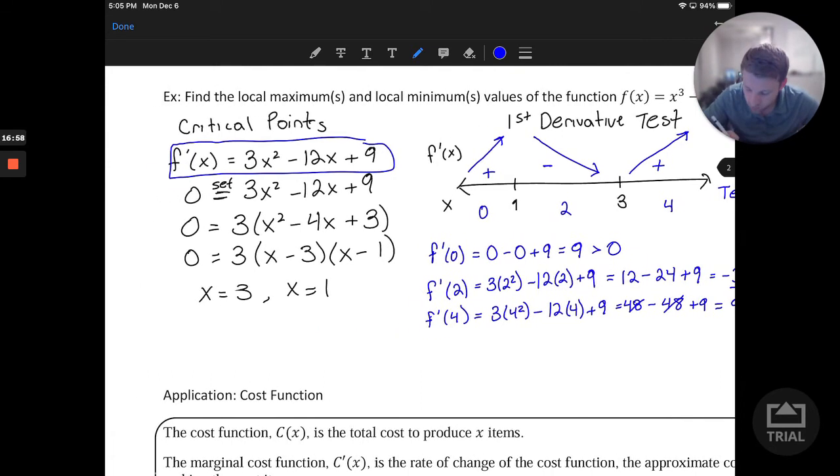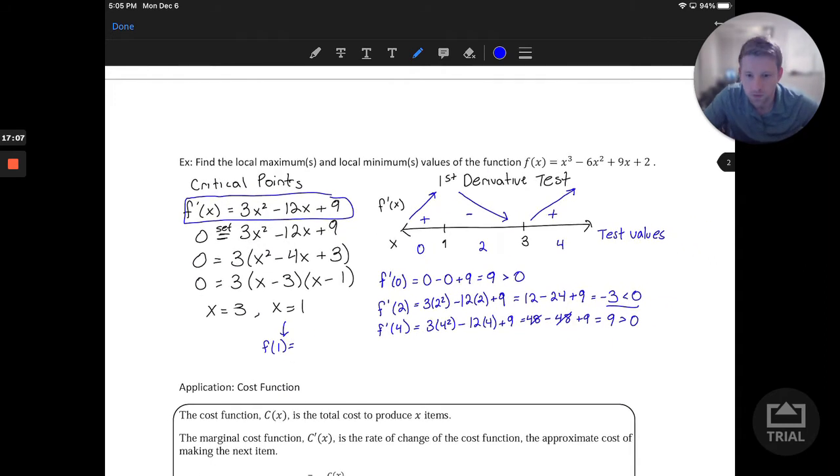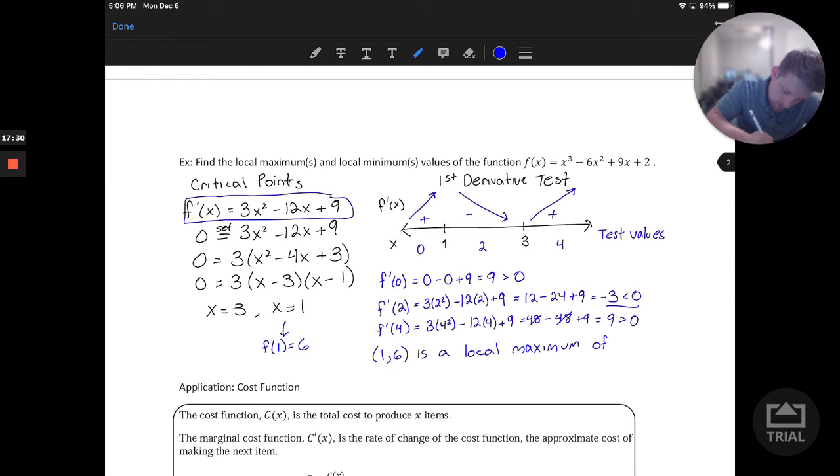One thing that we'll want to do is to consider what's the actual functional value, f of 1. We plug in that value to the original function. We'll find that functional value to be 6. So this point here, we'll call (1, 6), is a local maximum value of f of x.